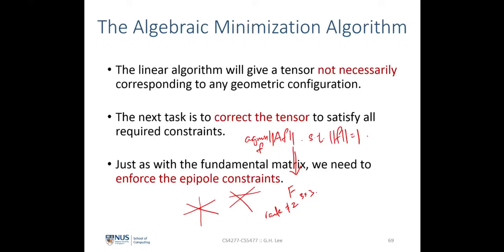Here, in the case of the trifocal tensor, we did the same thing by doing the minimization over T of the norm of AT, subject to the norm of T being equal to 1. After we solve for T and reshape it into the trifocal tensor, we note that this is also not going to follow the rank 2 constraint that we saw earlier on. If it doesn't follow the rank 2 constraint, then the epipole that we can extract from the trifocal tensor will also not be uniquely defined, as in the case of the fundamental matrix.